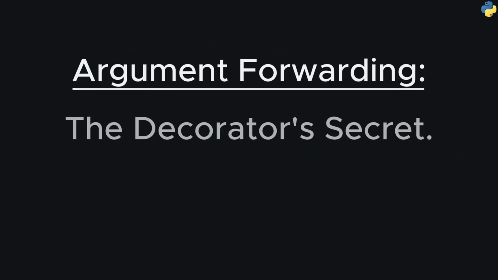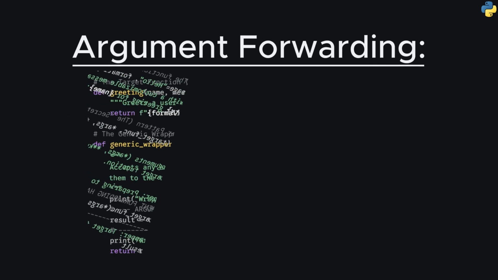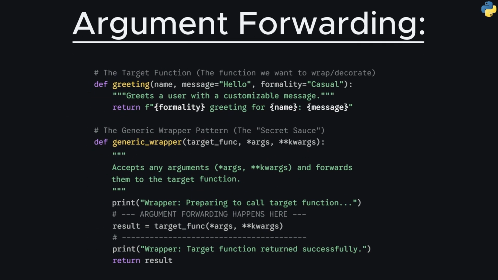The expert technique that ties all this together is argument forwarding. This is the secret sauce for building generic wrappers and decorators. We write a wrapper function that accepts all possible arguments using *args and **kwargs and then immediately passes them to the target function without knowing what they are.